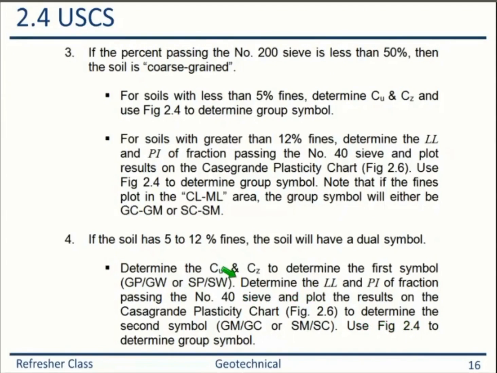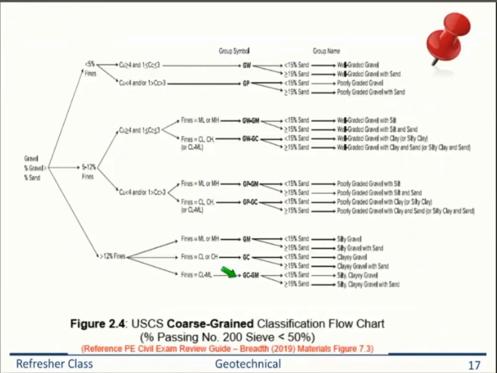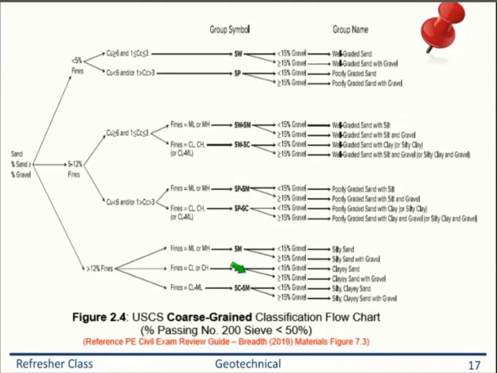So this is your USCS coarse grain classification flow chart. When your gravel fraction is more than sand, you will come here and look at the percentage passing through the number 200 sieve and follow this line. Your job is to come here and find the group symbol. Similarly, if your sand fraction is greater than your gravel fraction, your soil is coarse grain soil, and you will come up to here to find the group symbol.